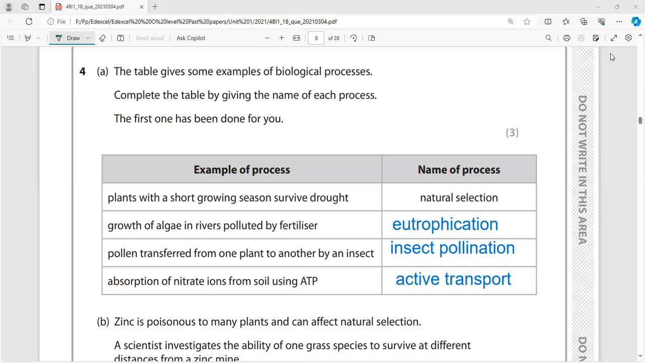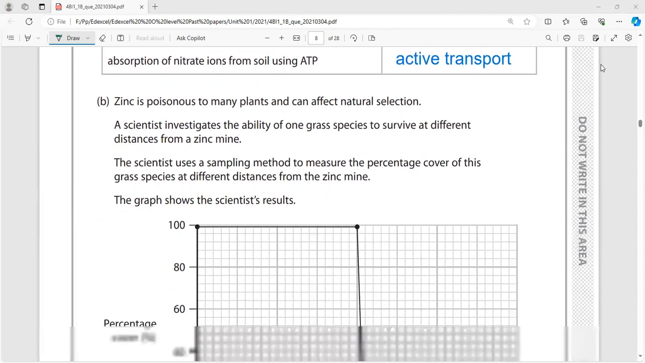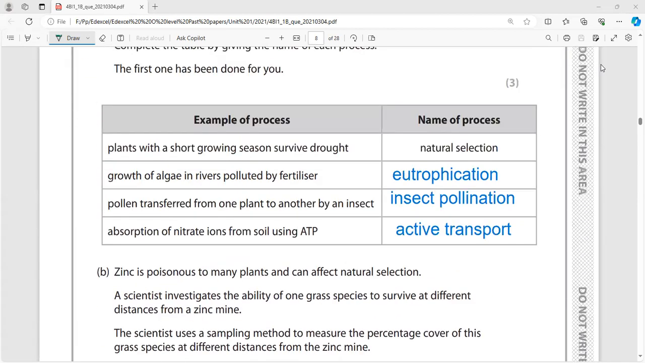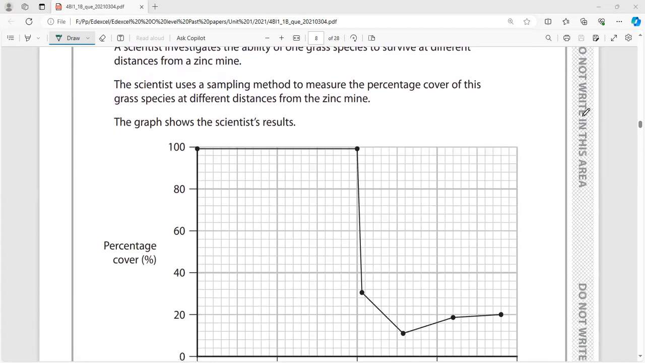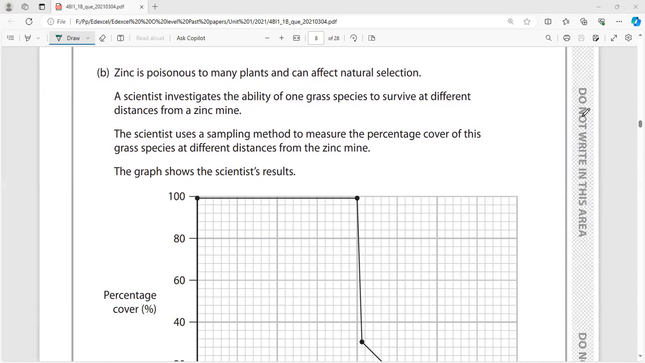Absorption of nitrate ions from the soil using ATP energy. The root here contains a lot of mitochondria which absorb the nitrate and magnesium by using ATP energy, and that is active transport. So you need to identify the correct terminology for this process. Or sometimes it's possible the examiner can give you this process and you need to describe this process in your answer.